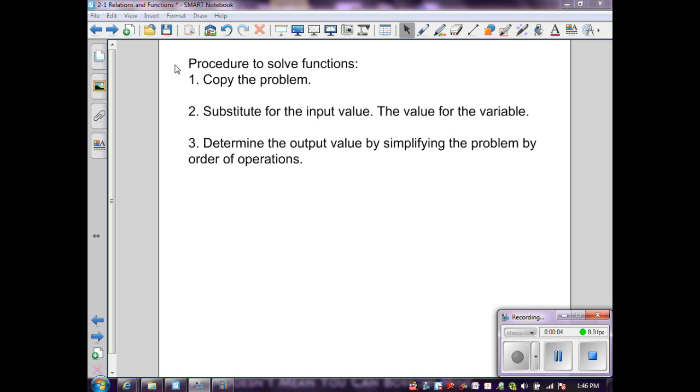This is the procedure to be used to solve for functional values. Number 1, we want to copy the problem. Number 2, substitute for the input value. In other words, we want to substitute in for the value of the variable in the function. Number 3, we want to determine the output value by simplifying the problem by the order of operations.